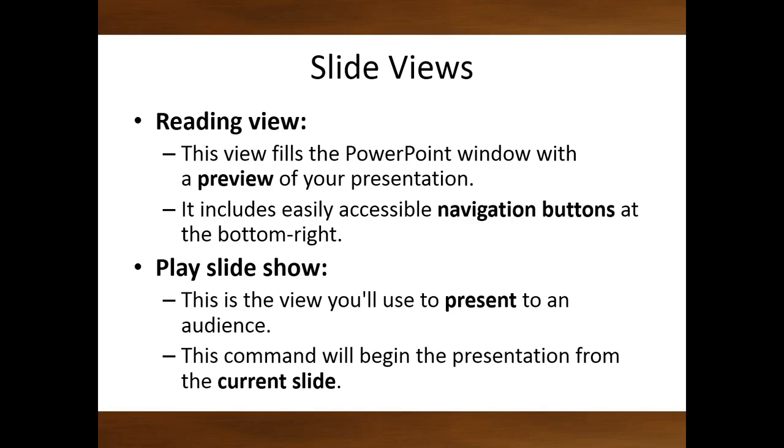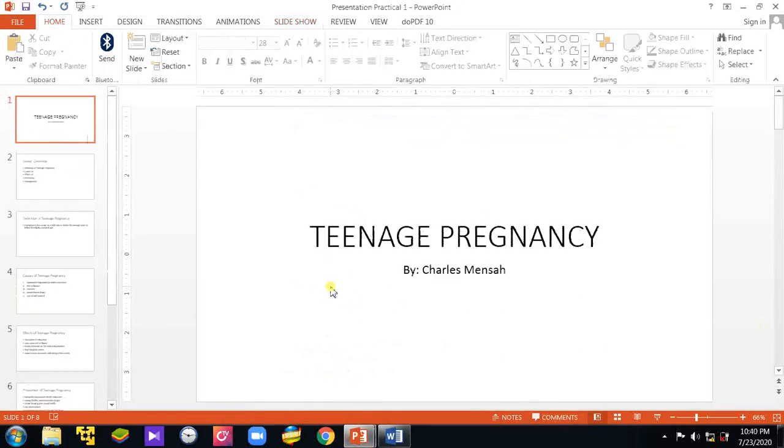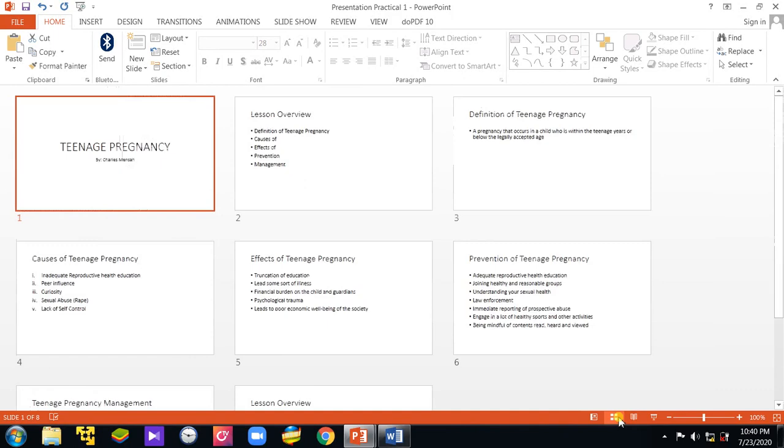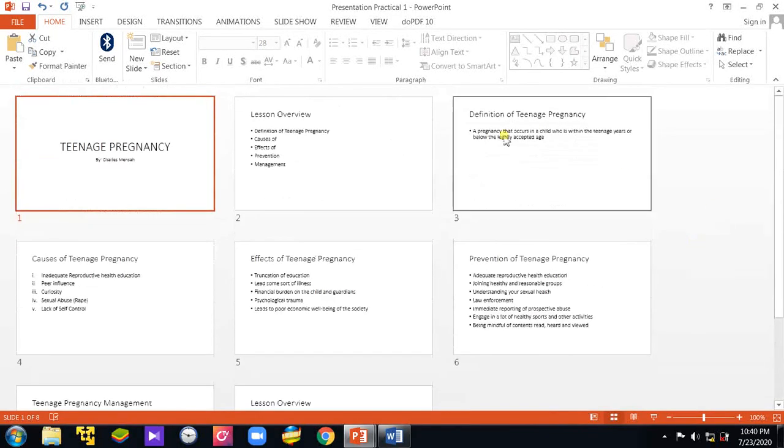So let us have a demonstration of this. So we have our presentation and the views are here. Currently, or by default, we are in the normal view, as you can see with my mouse pointer identifying it. But once we click the slide sorter view, you see how your slides are arranged. Okay, we see them in the form of thumbnails.